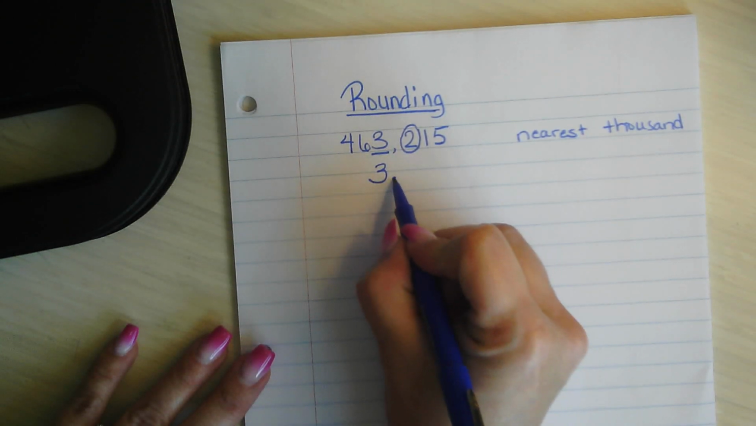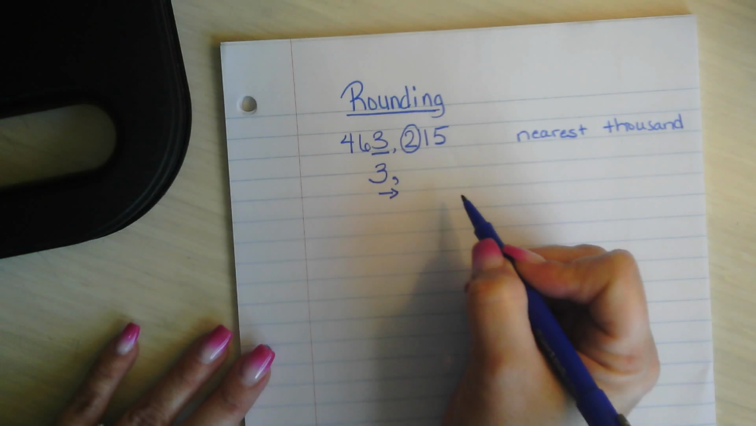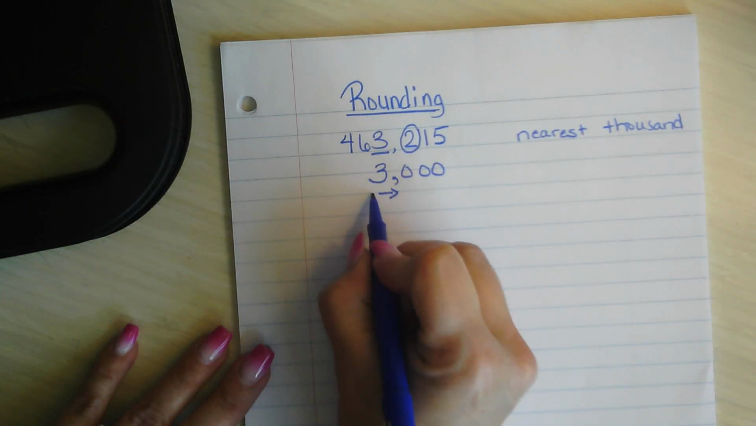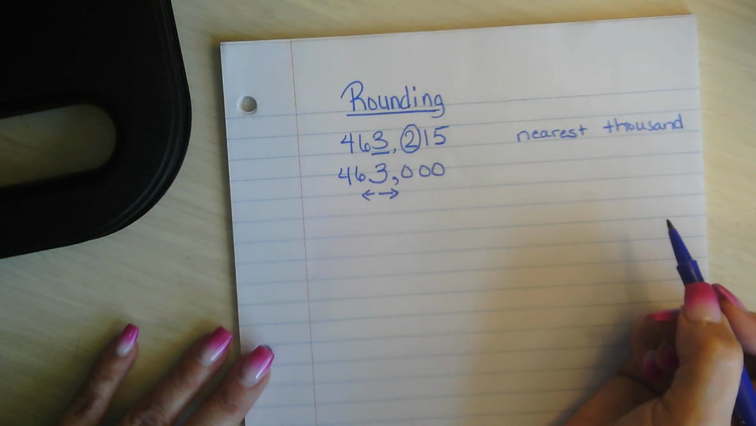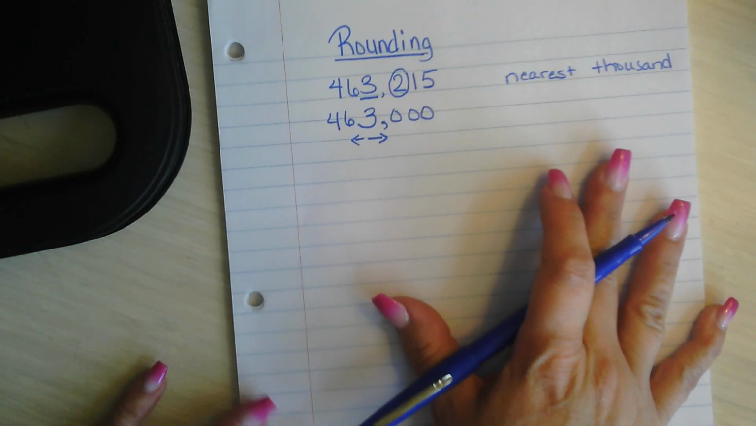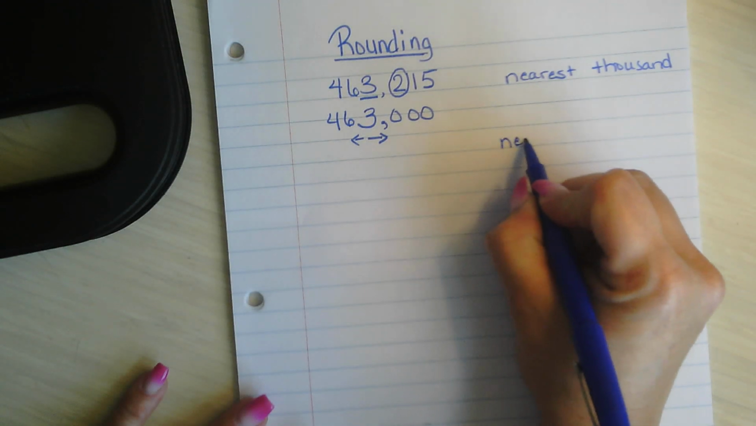And then after this, the only thing that happens is everything to this side of the place goes to 0. Everything to this side of the place just comes straight down. So that number rounded to the nearest 1,000 is 463,000. Okay?